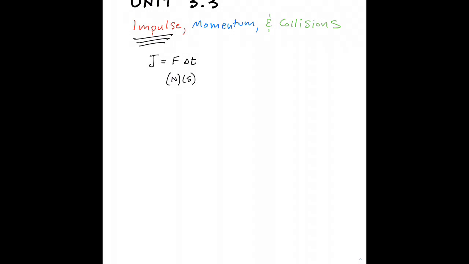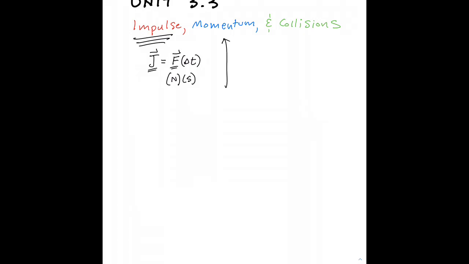I should point out that this is a product of a vector with a scalar. So impulse is a vector quantity that always points in the direction, right? The impulse always points in the direction of the force. Okay, so what about momentum?